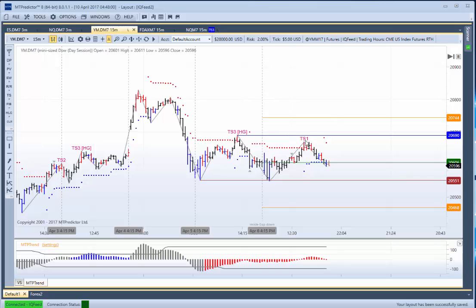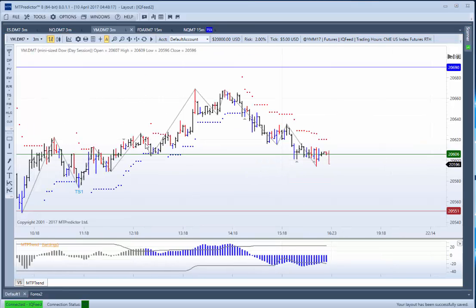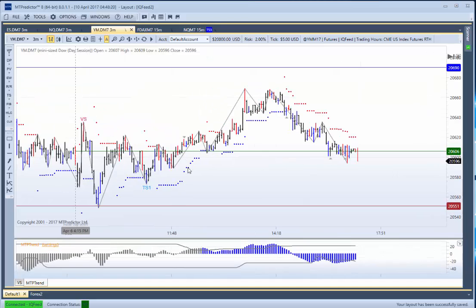Then as the market went up into this area here, it made a TS1 sell, which was at the same time that the ES was making its high. So there's no wonder that the market rolled over. Basically the ES, being the larger indices, pulled the YM down. So this was a good example on here. The picture wasn't quite so clear.